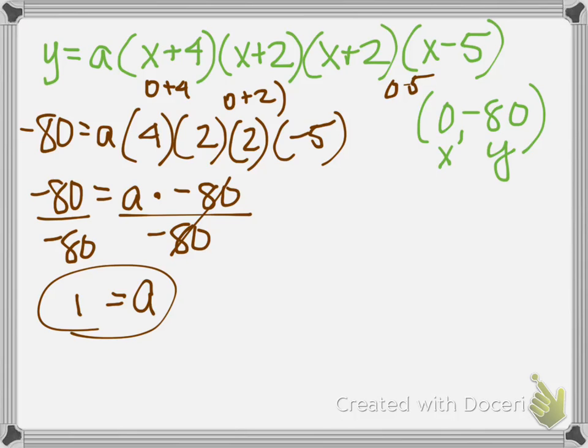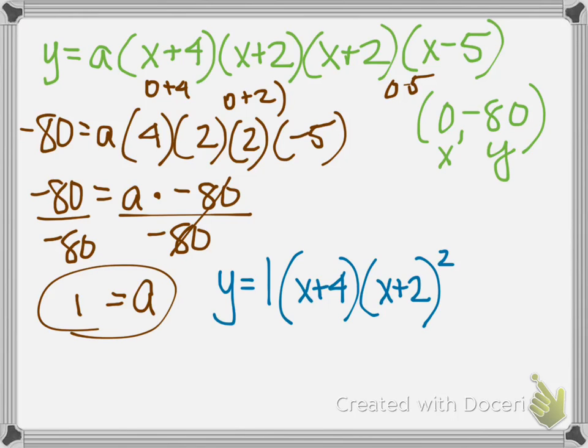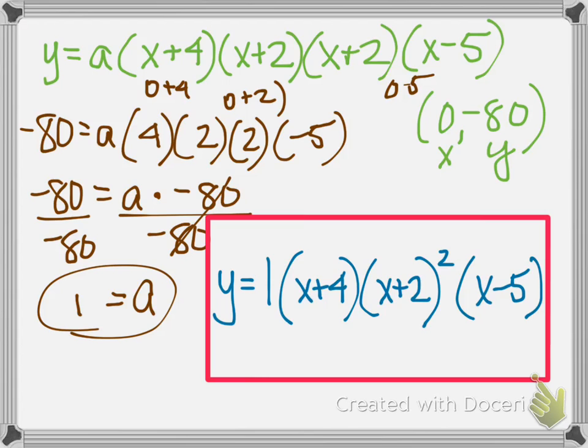Well, that's okay. So our final solution then, we write y equals, put in a, which is 1, times x plus 4 times x plus 2. I'm going to square this, because x plus 2 times x plus 2 is the same as saying x plus 2 squared. So now this is a little bit simpler than having all 4 written out. You'll see it written with just the squared there. And then this would be x minus 5. And this will be our final answer for that more complicated graph.